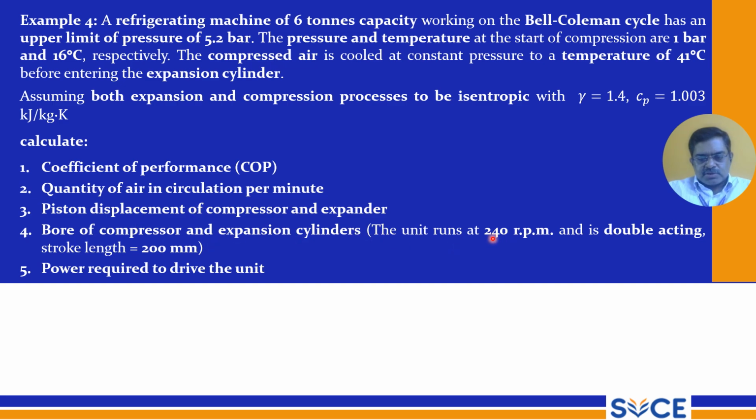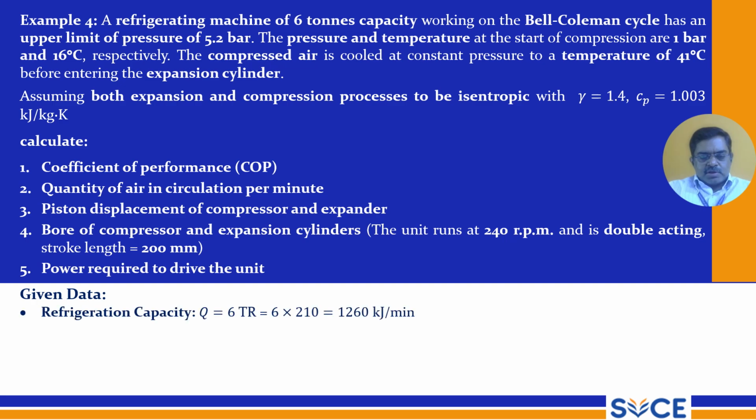The unit runs at 240 rpm and is double acting, with stroke length equal to 200 millimeters. And the power required to drive the unit. So totally we need to find 5 parameters. The given data is Q equal to 6 tons of refrigeration, 6 into 210, that is equal to 1260 kilojoules per minute. So then and there you convert it to our comfortable units.